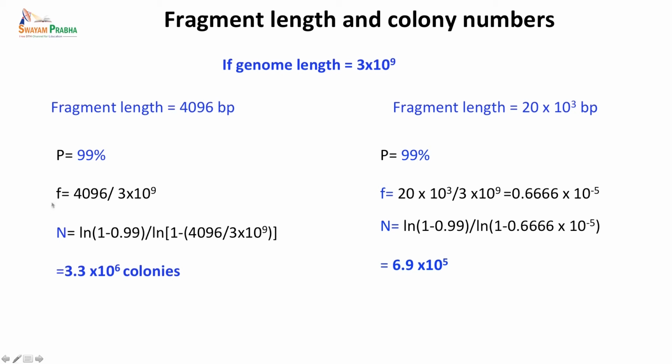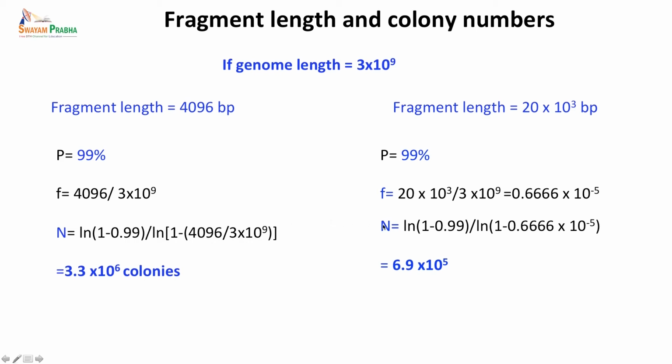So the fractional length will be, in this case, 4096 divided by the genome length, 3 into 10 power of 9. In the other case, the fragment length is 20,000. So F will be 20 into 10 power of 3 divided by genome length 3 into 10 power of 9, which is 0.6666 into 10 power of minus 5. Now you put these values in the formula. N is equal to natural log of 1 minus P divided by natural log of 1 minus F.